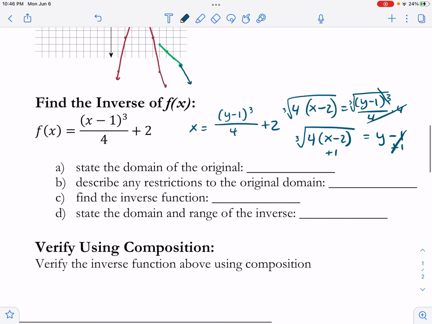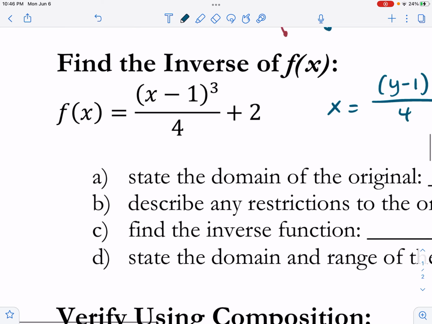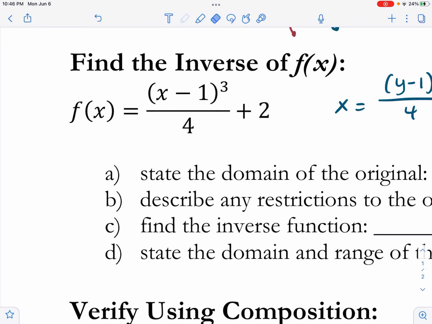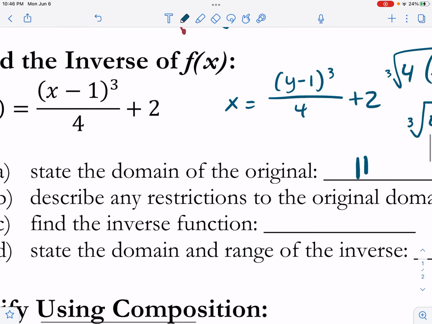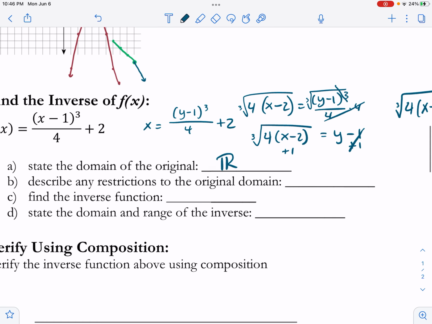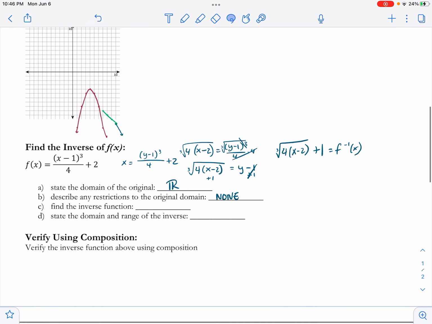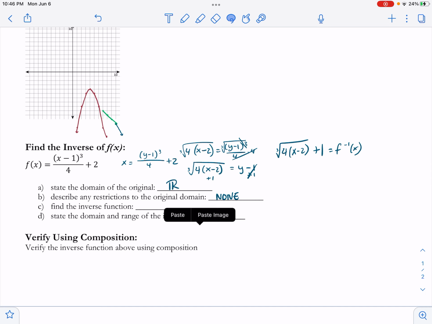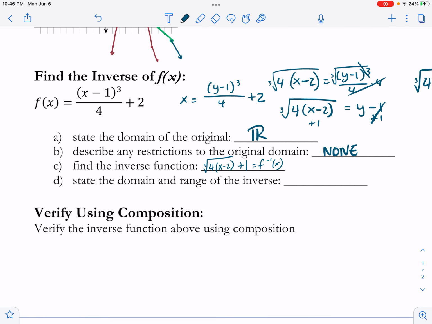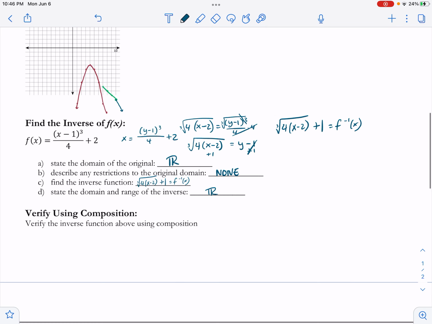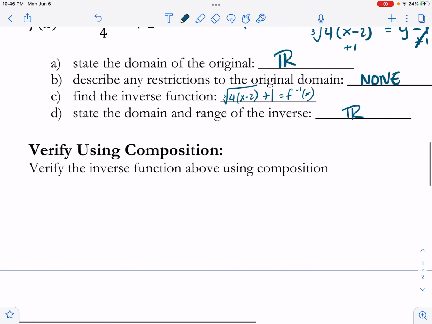So our first question is asking, state the domain of the original. And since it is cubed, our graph would look somewhat like this. So it would be all real numbers, and there are no restrictions. And the inverse, we found it here. So I'm just going to copy and paste. And then the domain and range of the inverse is also going to be all real numbers. And then, verify the inverse function above using composition.